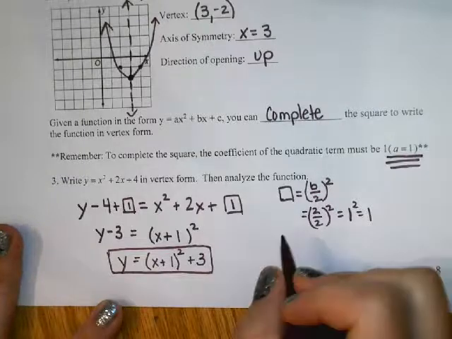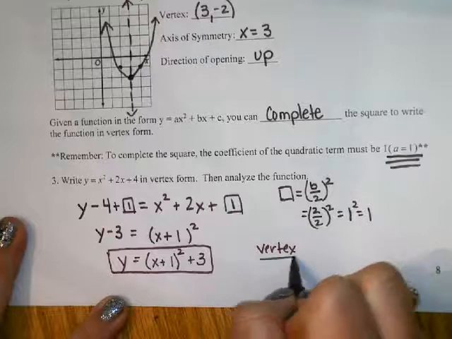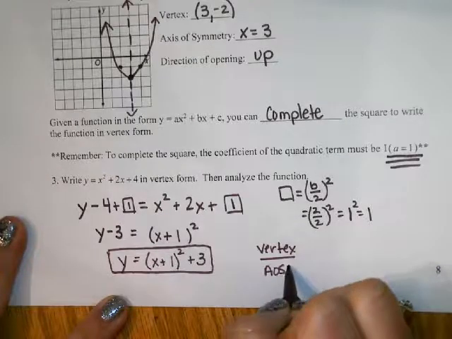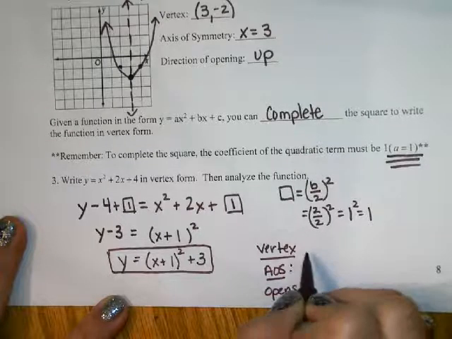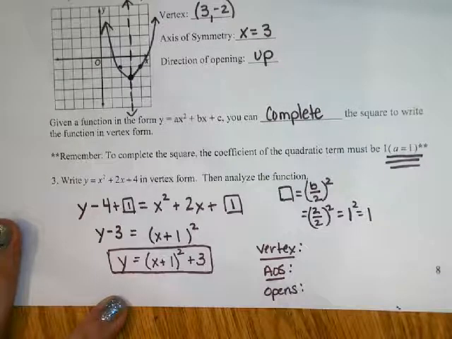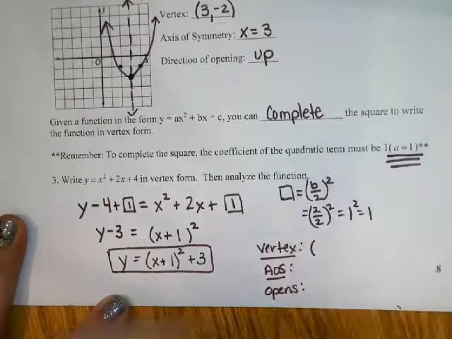Now, when it says analyze a function, we just have to list 3 things. The vertex, the axis of symmetry, and which way he opens. Anybody want to take a stab at the vertex for me? What do you think?